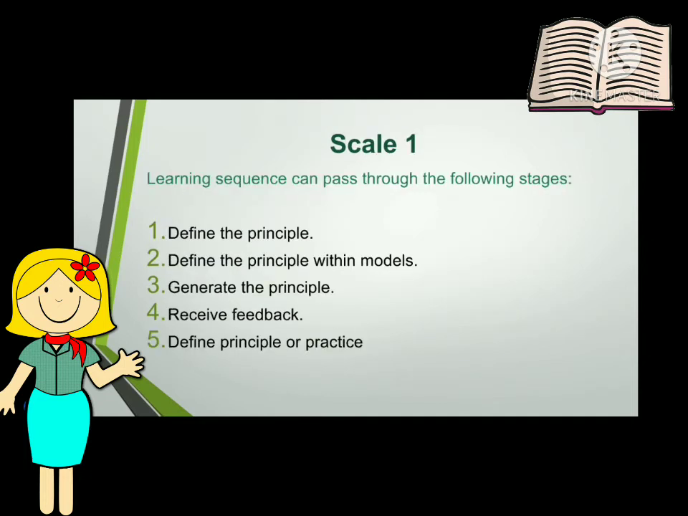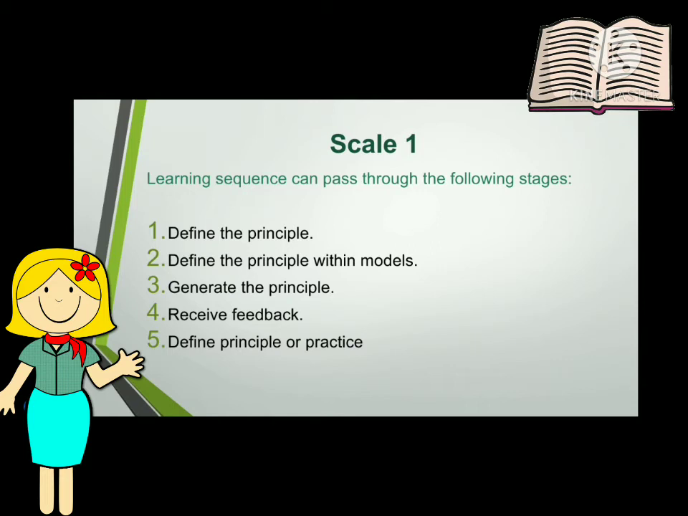So for scale 1, the learning sequence can pass through the following stages. So define the principle. So what is it? What does it do? How does it apply? And second is define the principle within models. So where is it? How does it differ? And then generate the principle. It is how do I do it? How do I apply it? And receive feedback. It is one, how did I do it? What did I accomplish?